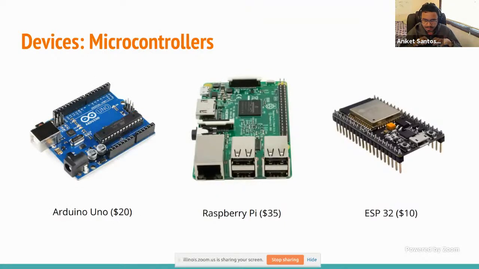Then there are some of these famous microcontrollers. If you want to get started with IoT, you can simply buy a small Raspberry Pi, which is like $35, or you can buy an Arduino Uno, or even an ESP32. These are on-chip development boards which you can use to gather information from these sensors. They work as a mini computer, and you can program any small logic into it, and they will carry out that logic by working on the sensor data they get.